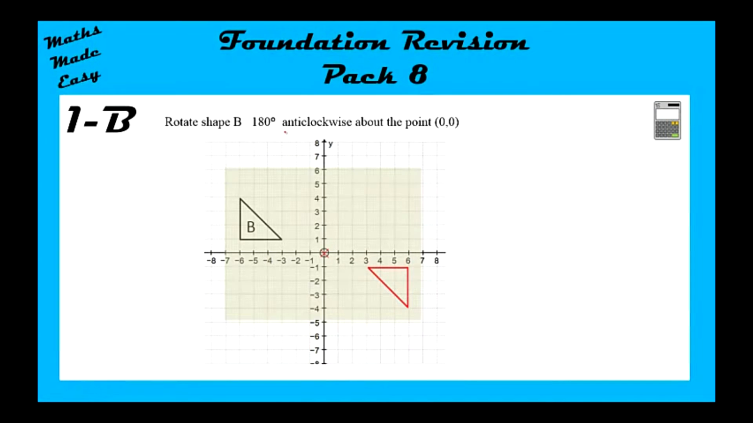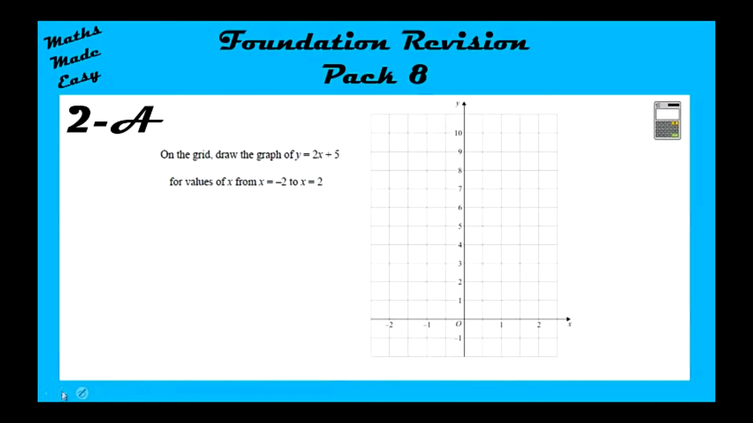Interestingly, anti-clockwise and clockwise would both give you the same result for 180 degrees, so it wouldn't have mattered which way you go. You may not even be given that information there. So it ends up in this place here. So we've got 3, negative 1, which was there. We've got 6, negative 1 here, and then 6, negative 4 here. And that's where you draw the shape.